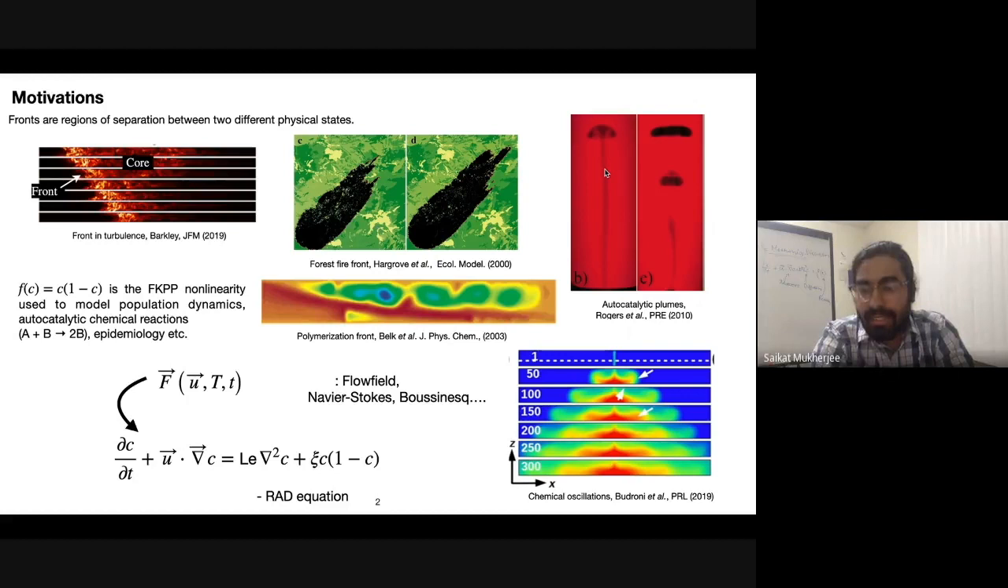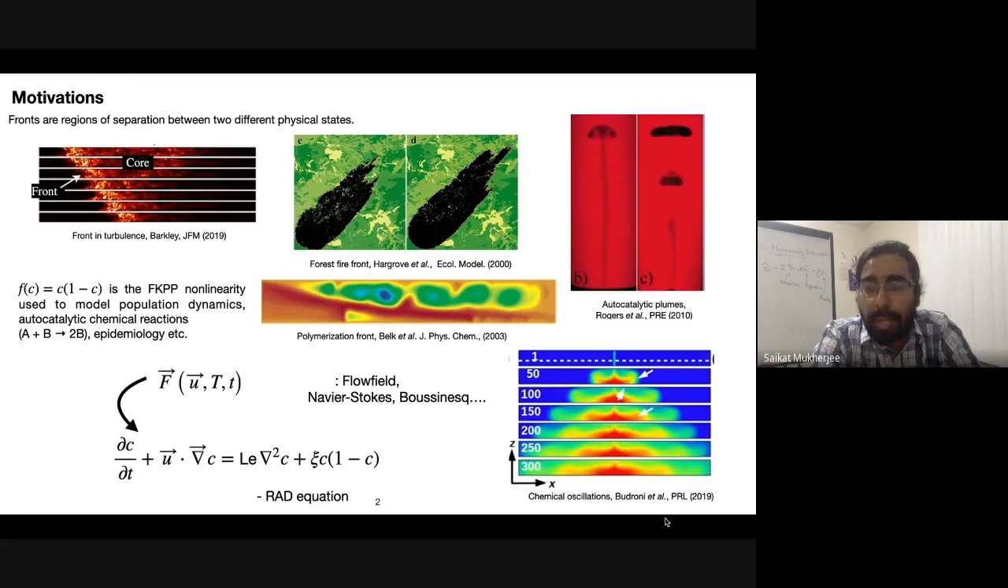Interestingly, another thing that I'll cover is how fronts modify the fluid mechanics. Reaction-advection-diffusion equations can, as the front propagates, also modify the underlying fluid mechanics, giving rise to oscillations, which has recently been reported in this publication in PRL.